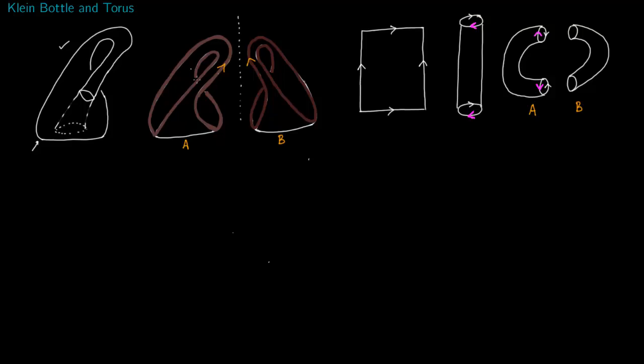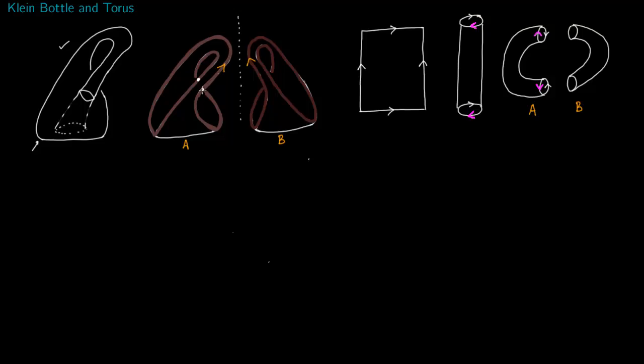I start tracing from here. I go all the way down, come here, then go under, and then come back here. So this is one circle, and then I go all the way from here, keep on going, and come back right here. This is the second circle. So you're going around the circle twice. Again, you go like this once, then under, complete one revolution, then go like this all the way around, and then you come back like this. This is the second revolution.